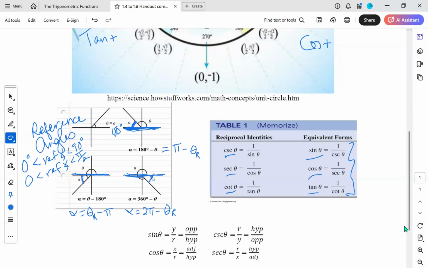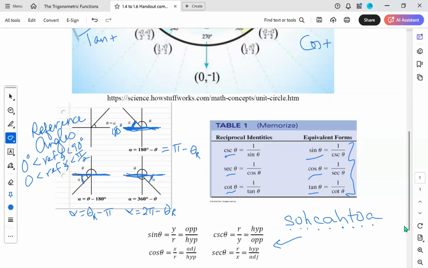Sine is your y over r, which is your opposite over hypotenuse. Some of you may have heard of SOHCAHTOA. This is where SOHCAHTOA comes from. This is for your right triangle trig. So sine is opposite over hypotenuse. Cosine is adjacent over hypotenuse. Tangent is opposite over adjacent. All right, so that's where SOHCAHTOA comes into play, and that's where we get this information here.